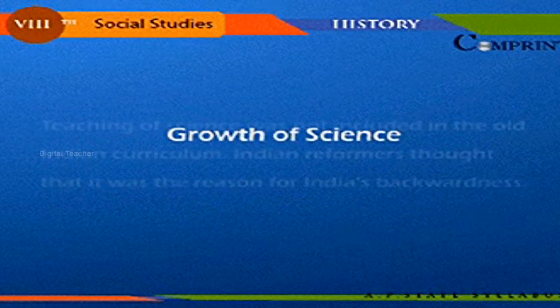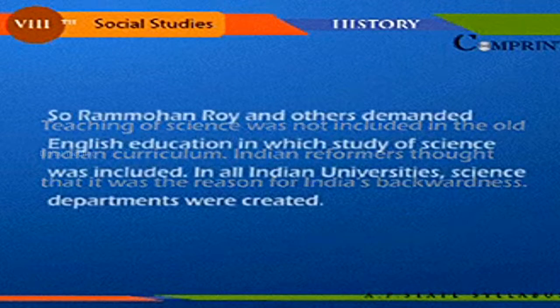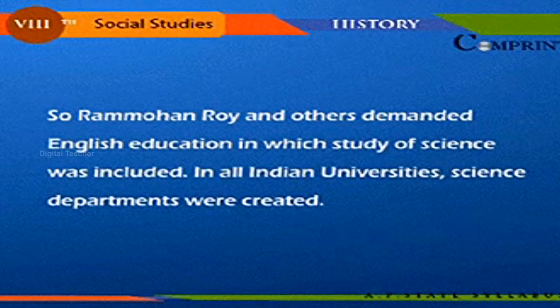Growth of science. Teaching of science was not included in the old Indian curriculum. Indian reformers thought that it was the reason for Indian backwardness. So Rammohan Roy and others demanded English education in which study of science was included. In all Indian universities, science departments were created. Many Indians not only studied science but mastered it.